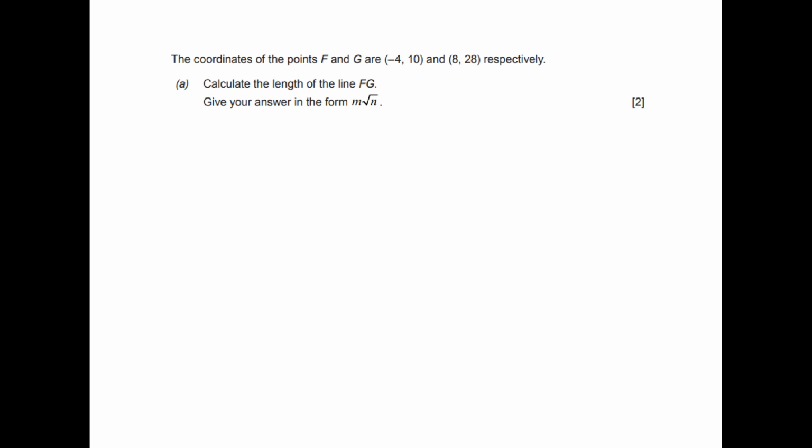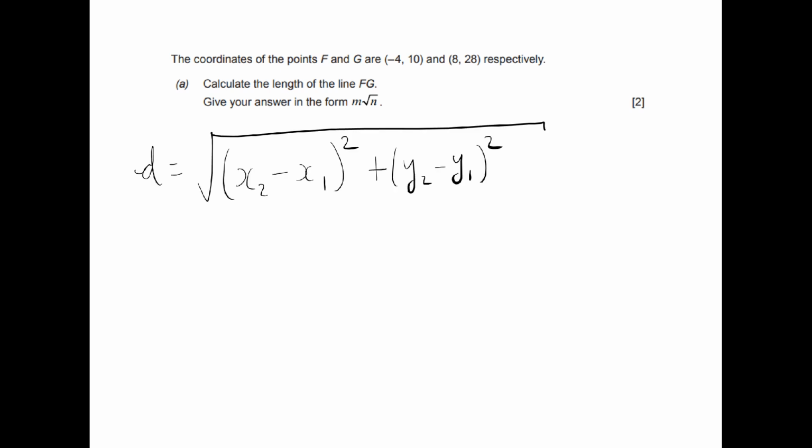To calculate the distance between 2 points, that is the length of a line segment, we need to use this formula. This is based on the Pythagorean theorem. x1 and x2 refer to the x-coordinates of the 2 points, the distance between which you want to find. y1 and y2 refer to the y-coordinates of those points.